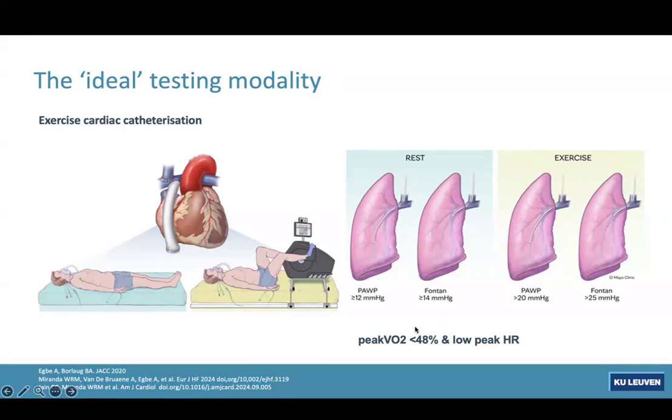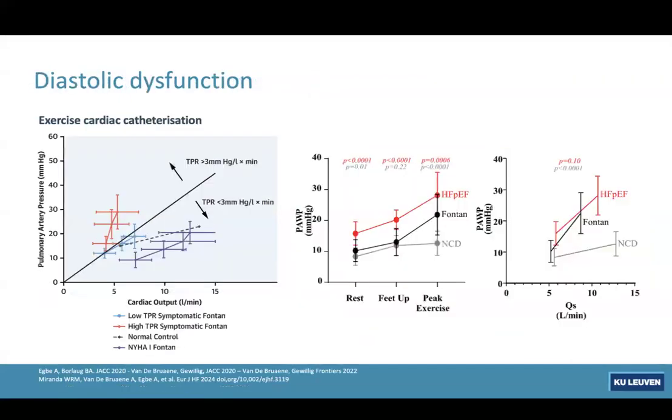In one paper they looked at whether there are cutoffs we can use where it looks like we should look a little bit further and try to understand why their exercise capacity is not good enough. So they defined certain cutoffs at rest and during exercise, which they considered abnormal. And if you have a peak oxygen consumption below 50% and a low peak heart rate, these are probably worse Fontan patients, and it may be valuable to do some additional testing in those patients, maybe invasive then.